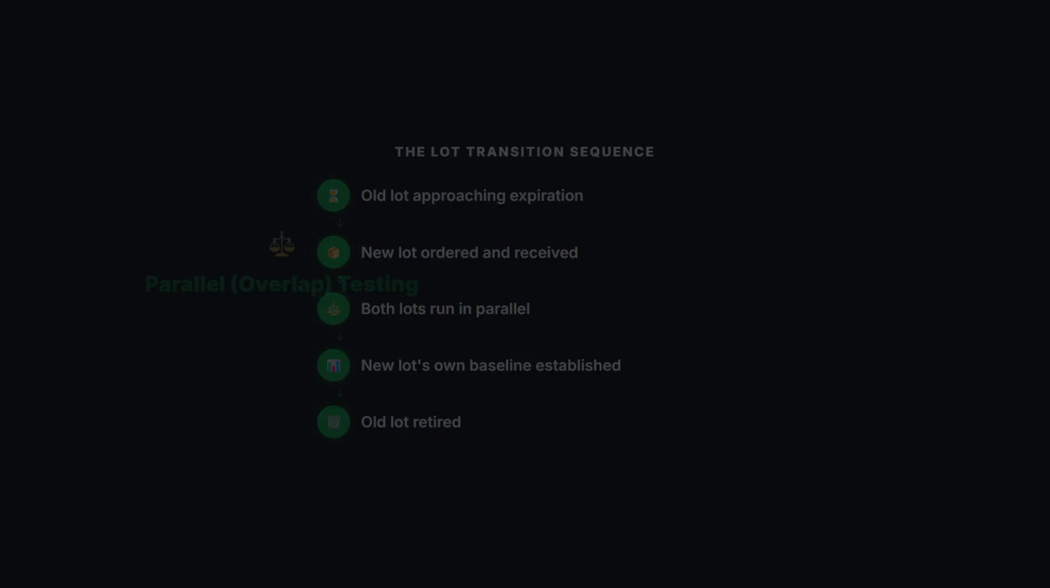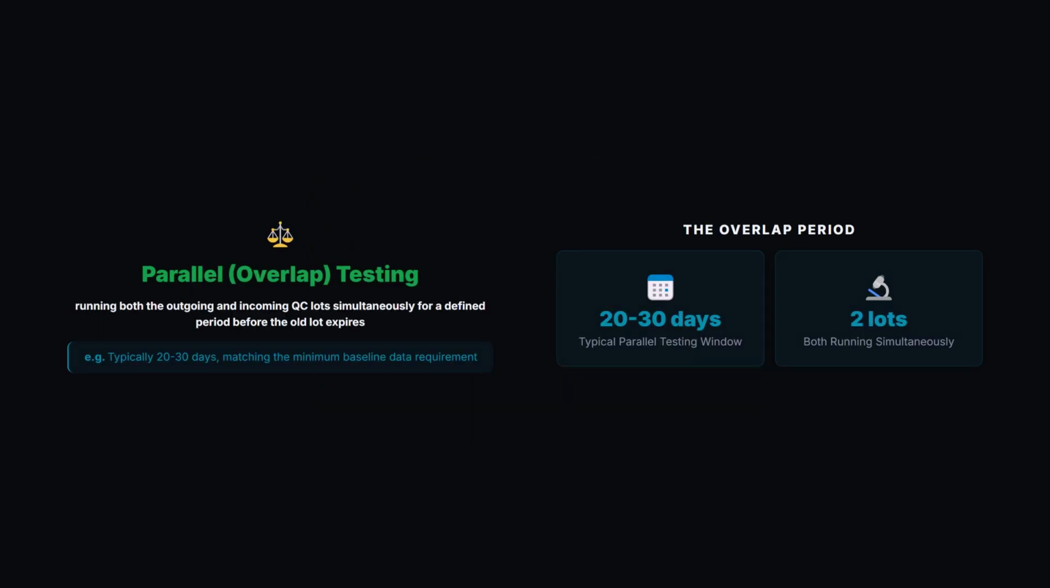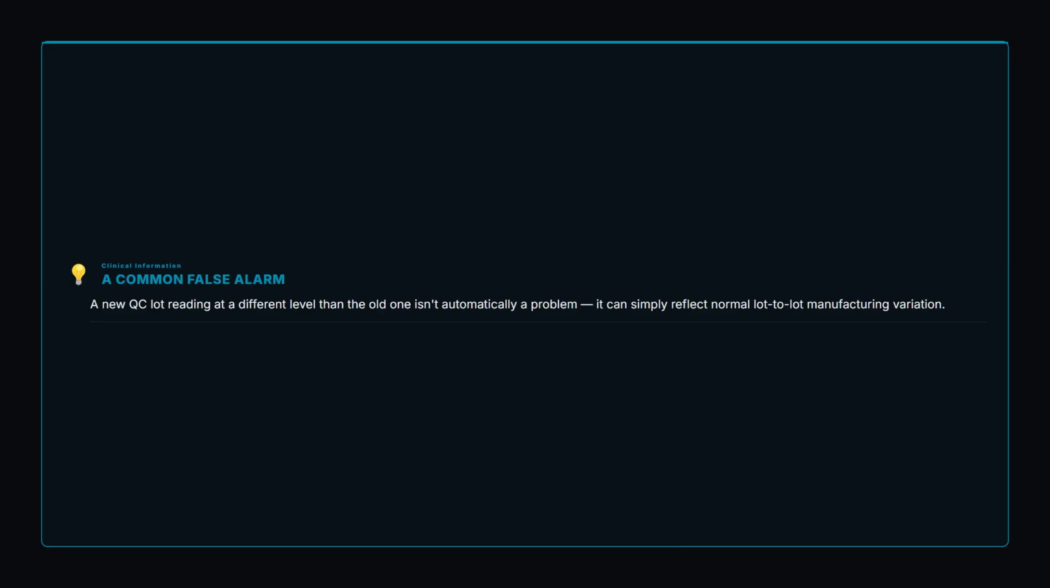For roughly 20 to 30 days before the old lot expires, both the outgoing and incoming lots get run side by side on every shift. The outgoing lot continues driving daily QC decisions as normal, while the incoming lot silently accumulates its own independent 20-point baseline. Different lots of the same control material are not guaranteed to have identical target values. Manufacturing variation between lots is normal and expected, meaning a healthy, well-functioning instrument can legitimately show a new lot centered at a genuinely different number than the outgoing lot, with no analytical problem at all.